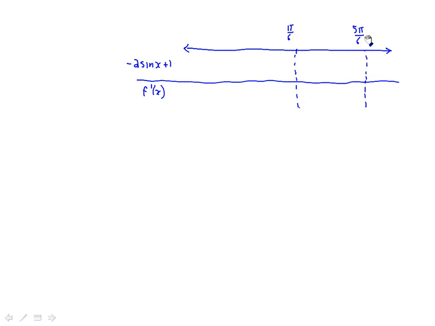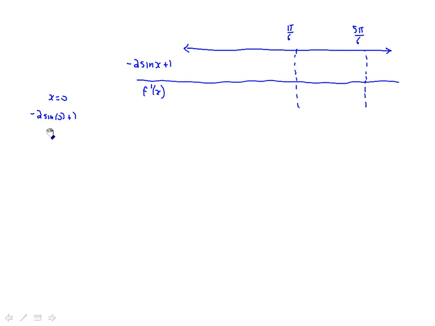Now, the way you have to deal with these is you have to plug in values in those intervals, and it's not quite as easy as with just a polynomial term. So you pick an x value that's less than pi over 6. I would try x equals 0, and then go negative 2 sine of 0 plus 1.